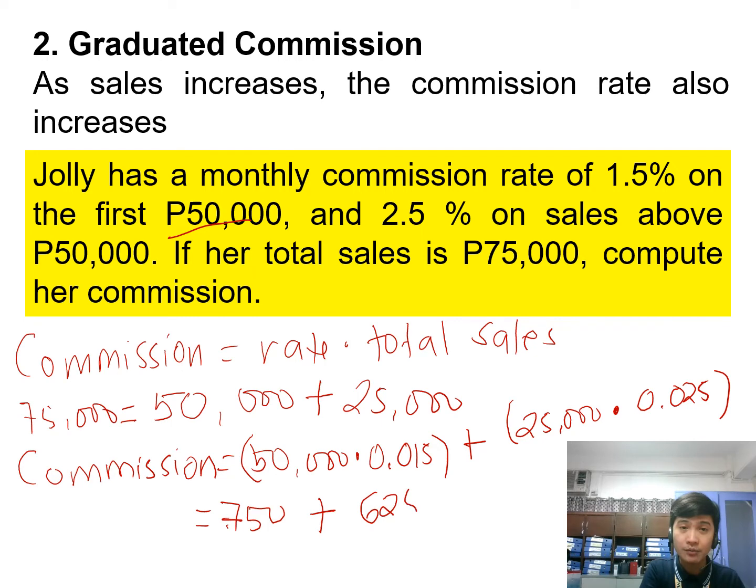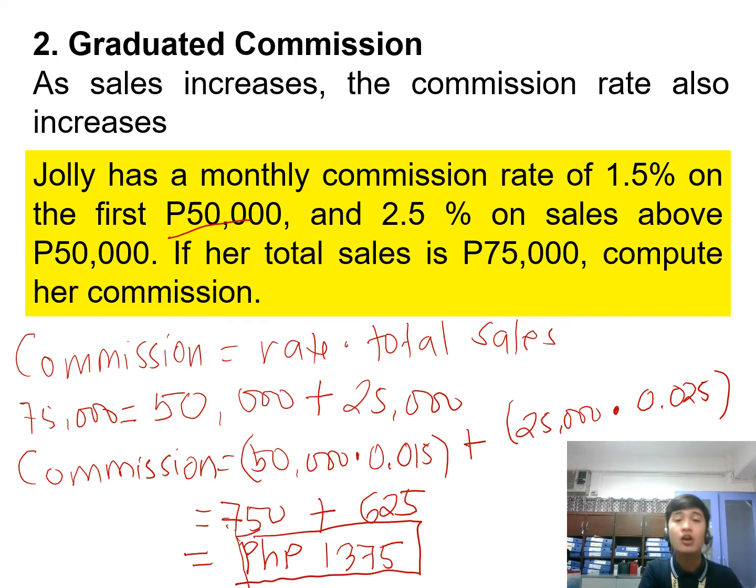Okay, papasensyaan nyo na po yung sulat ko. In other words, ang magiging commission niya, 750 plus 625, that is 1,375 pesos. In other words, ito po yung magiging commission ni Jolly on this particular problem. Okay? Considering na ang total sales niya ay 75,000 pesos. So that is graduated commission.